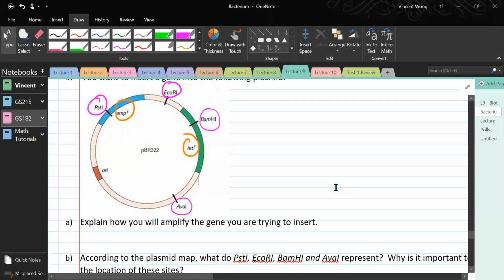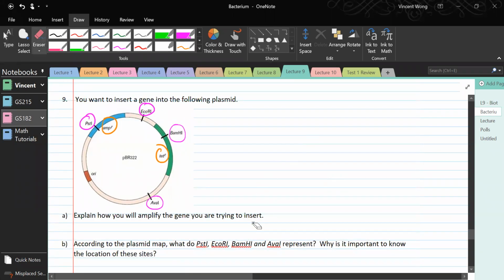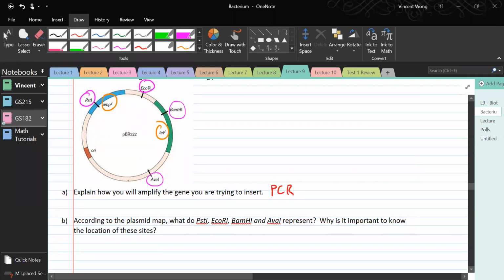All right. First, explain how you will amplify the gene you are trying to insert. PCR. We talked about that already. According to the plasmid map, what do these things represent? Why is it important to know the location of these sites? These are restriction enzyme recognition sites. It's important to know the location because that will tell you where your genes will be inserted.